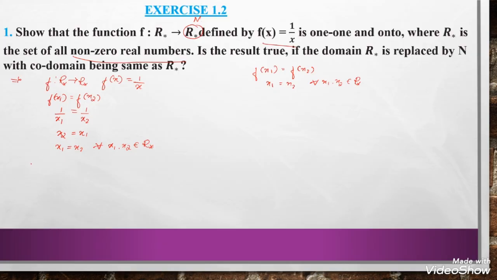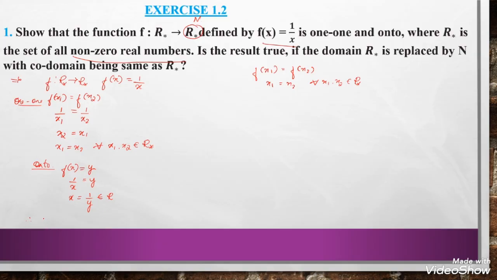Now again I will check the condition for onto. This is the one-one condition, then check for onto. According to the function, f of x is equal to y. So what is f of x? 1 by x is equal to y. Then I want the value of x, that is equal to 1 by y. Is 1 by y a real number? Yes, it is a real number, but we can take the y value except 0. If I take y equal to 0, then the function will not be defined.